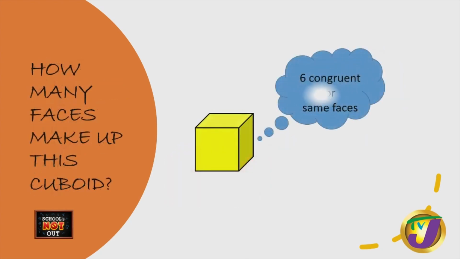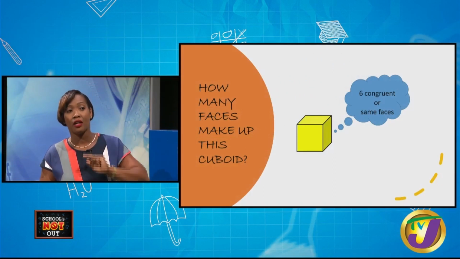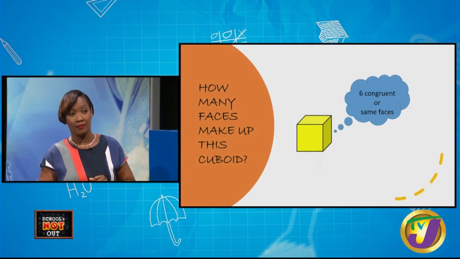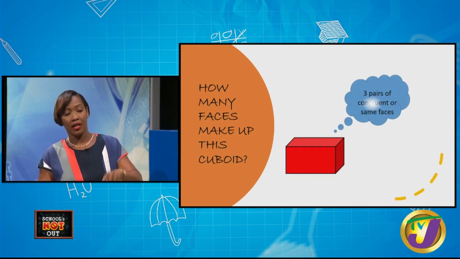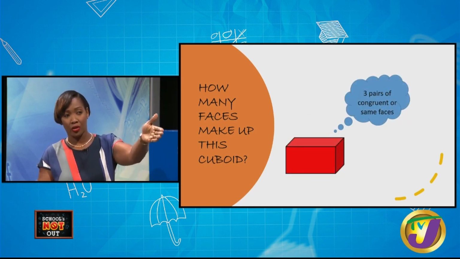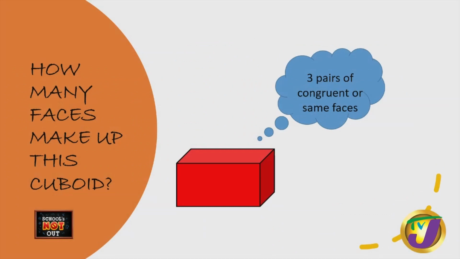Now, since we decided that we're going to use the cube to construct our sign, which our client has specified, we now need to pay attention to the attributes, the features that make the cube unique. They have 6 congruent or same faces. We already established that. And the other cuboid, as you can see here, has 3 pairs of congruent or same faces.